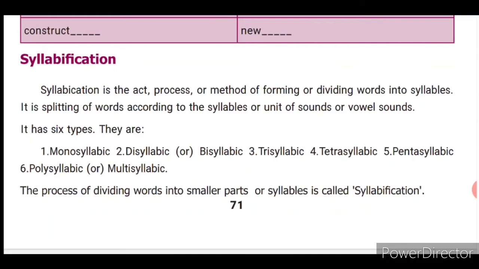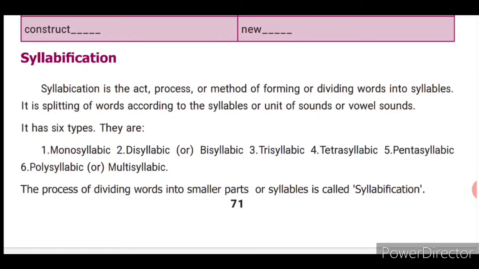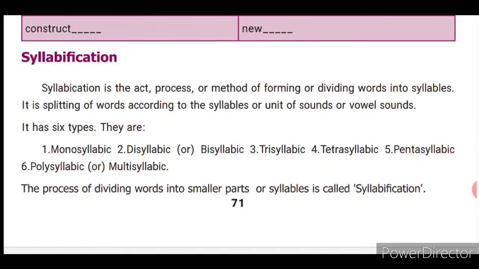Okay children, it helps to read the words. Actually syllabification helps to read words more accurately and fluently. If you know to syllabify the word, by dividing the words according to the vowel sound, it helps to read the words more accurately and fluently. One more use is syllables can also help students to learn and spell words correctly.